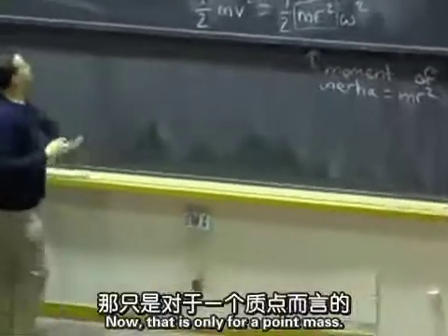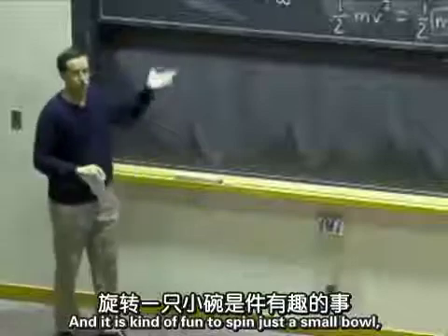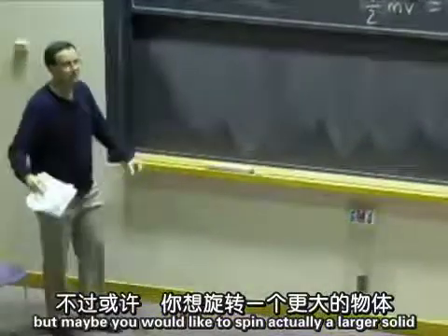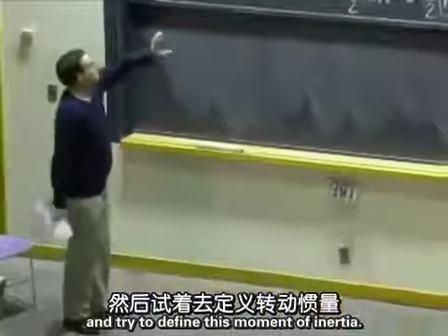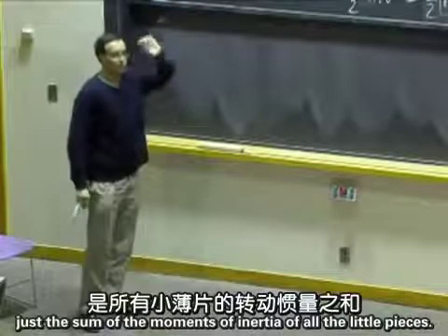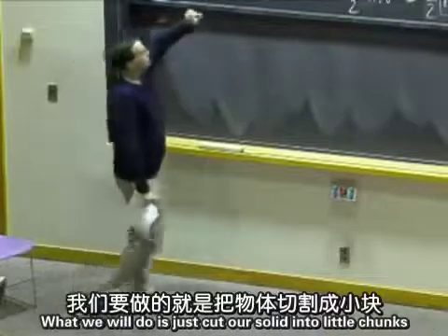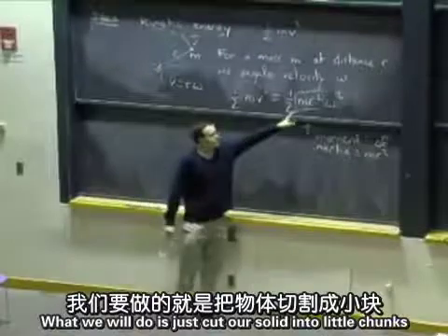Now that's only for a point mass. It's kind of fun to spin a small ball, but maybe you'd like to spin a larger solid and define this moment of inertia. Well, the moment of inertia of a solid will be just the sum of the moments of inertia of all the little pieces. So we'll cut our solid into little chunks, and we'll sum this thing for each little piece.